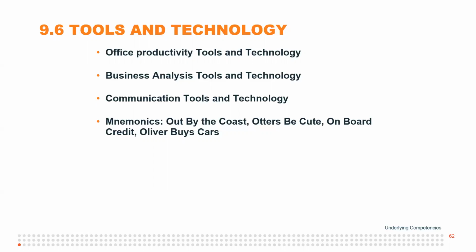Otters Be Cute, yeah. That came from this guy named Chris Mitchell, the Otters Be Cute. And I want to say Out by the Coast came from Sean Riddles, and On Board Credit came from Shelby. And I think Oliver Buys Cars came from Natalie, maybe. It might have been a Natalie one, I'm not sure. Anyway, so yeah, Out by the Coast, Otters Be Cute, On Board Credit, Oliver Buys Cars, whichever one works for you, or something different if none of those work.